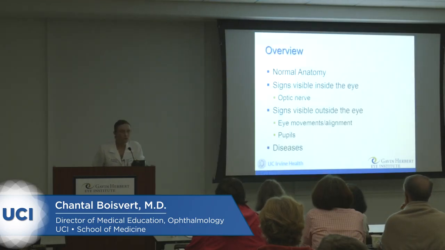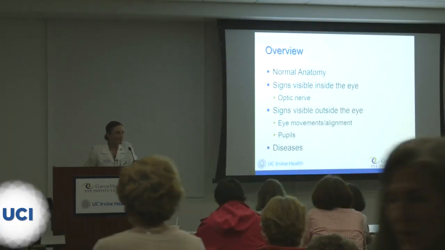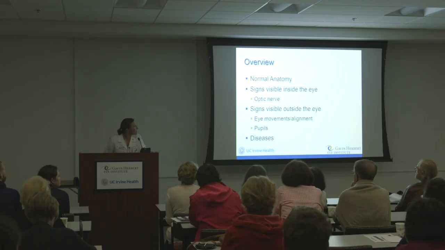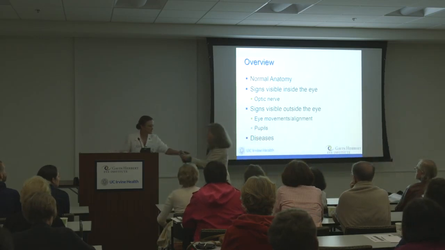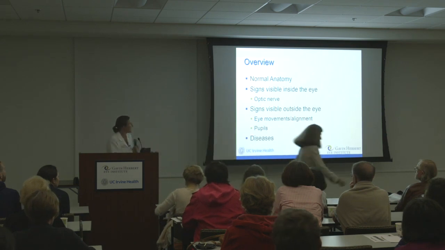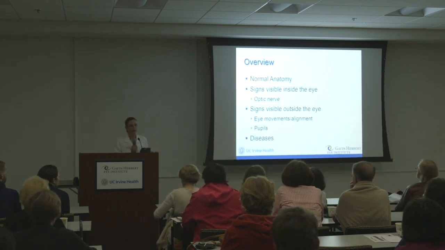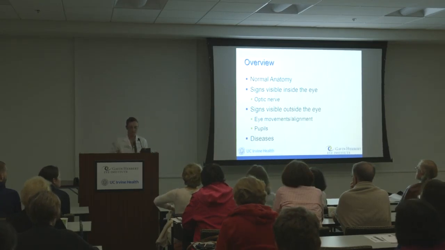So the first part is to review the normal anatomy, so what is normal inside the eye and inside the brain. And then we'll look at the signs inside the eyes that can tell us that there's something neural going on in a specific patient. Then we'll talk about the signs outside the eyes that I can see or other people can see. And then we'll talk about different diseases that can affect the vision, like neural problems that can affect the vision.